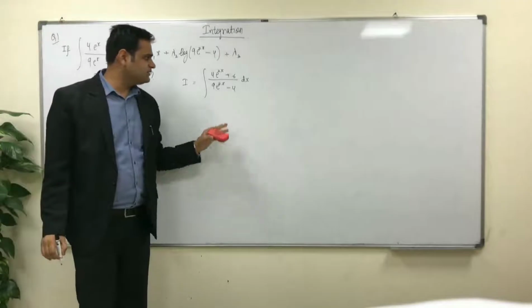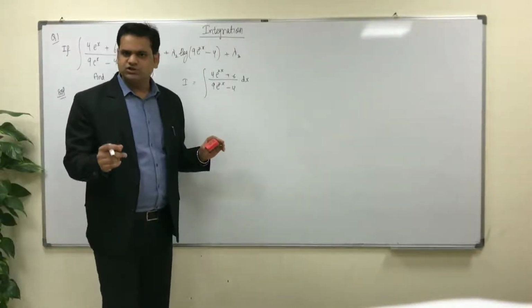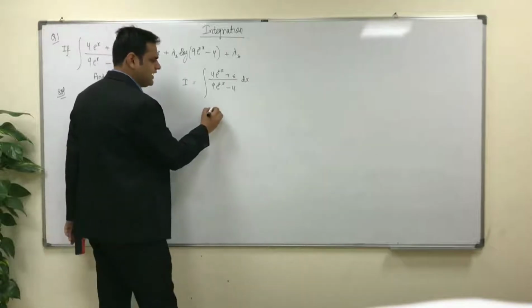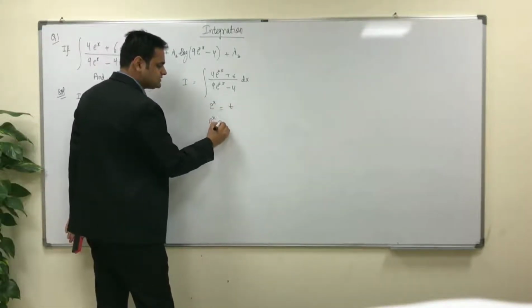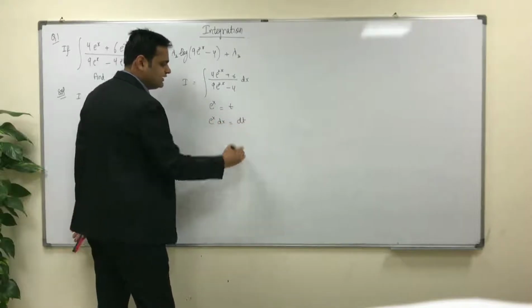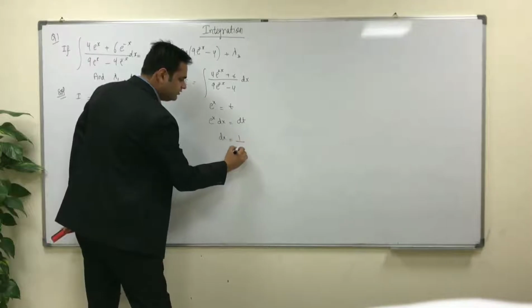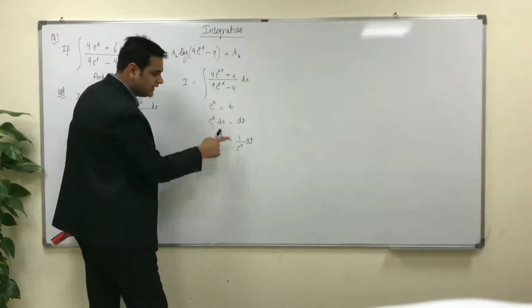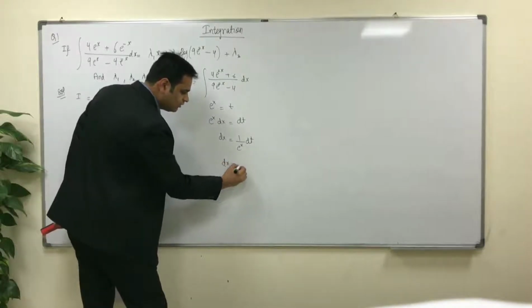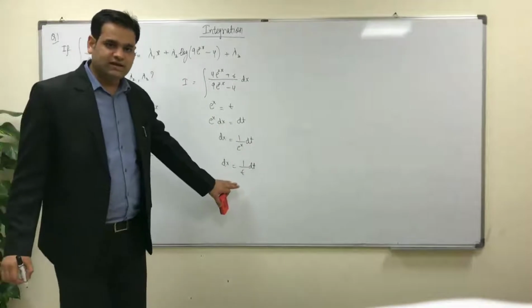Now see, we can integrate this with the help of a very basic substitution. I can replace e to the power x as t. So e to the power x dx equals dt. Now dx is nothing but 1 upon e to the power x dt, and e to the power x is nothing but t. So dx is equal to 1 by t dt. I hope this is clear till now.